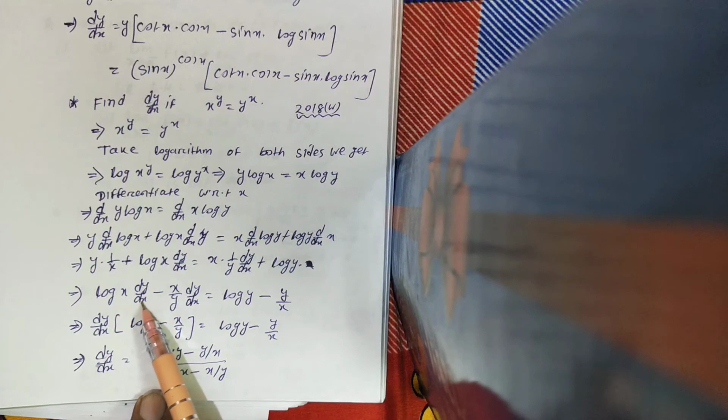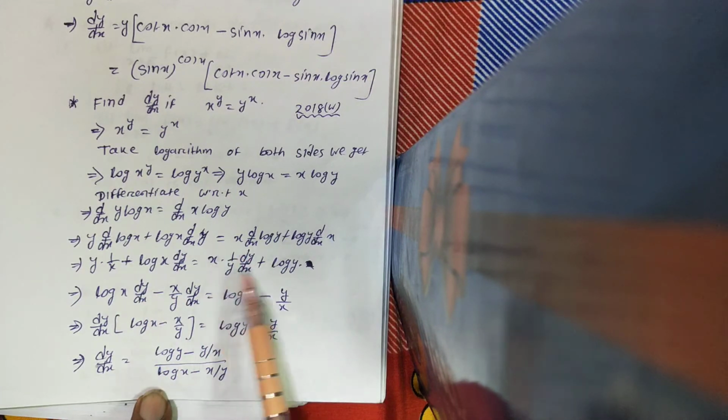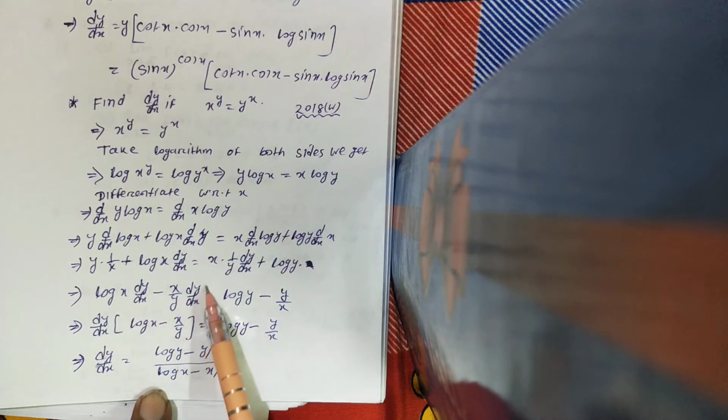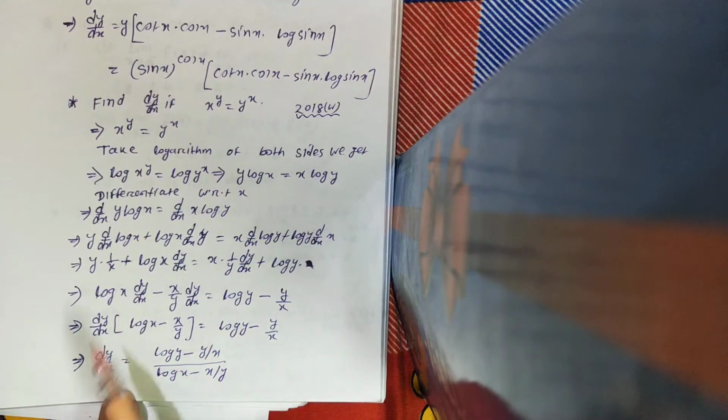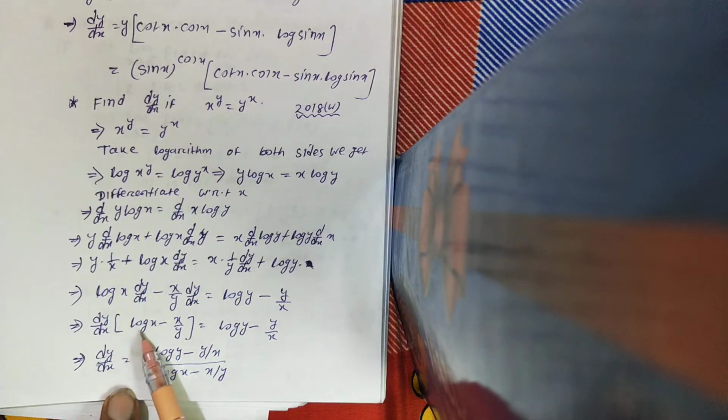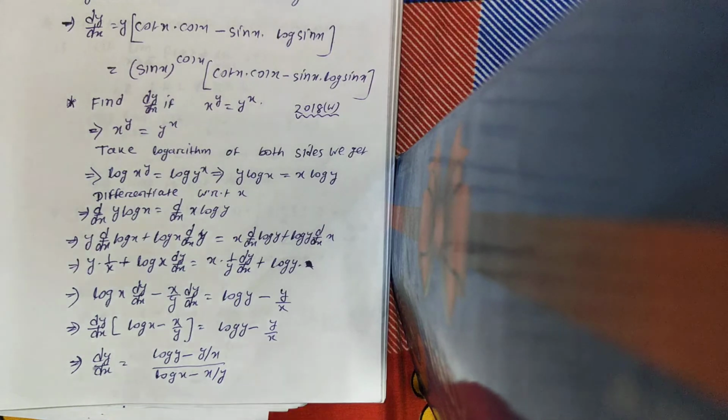log x dy by dx minus x by y dy by dx is equal to log y minus y by x. Taking dy by dx common we get log x minus x by y is equal to log y minus y by x. So finally we are getting the result dy by dx is equal to log y minus y by x whole divided by log x minus x by y. Thank you.